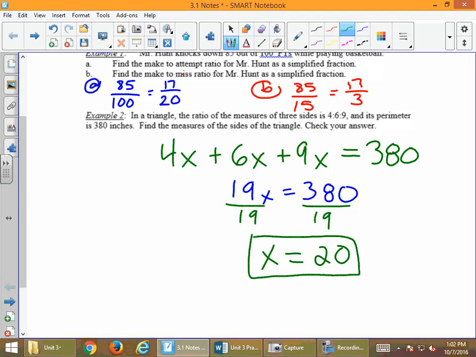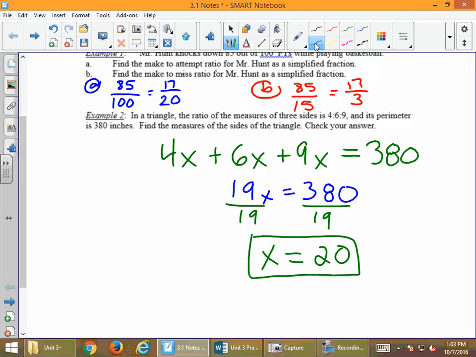No. Nope. Oh, plug it in. Does it say find X? Find the measures of the sides of the triangle. Well, it's a triangle, yes. How do I find the measure of each of those sides? Plug in X. Everywhere I see an X, I'm going to plug it in.